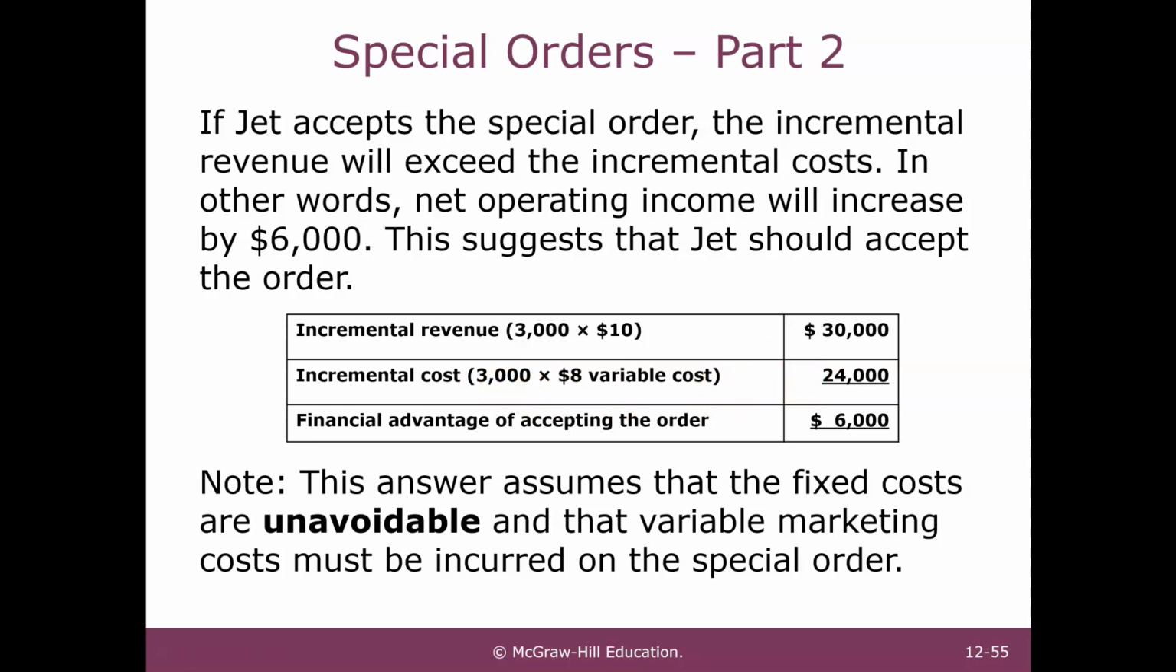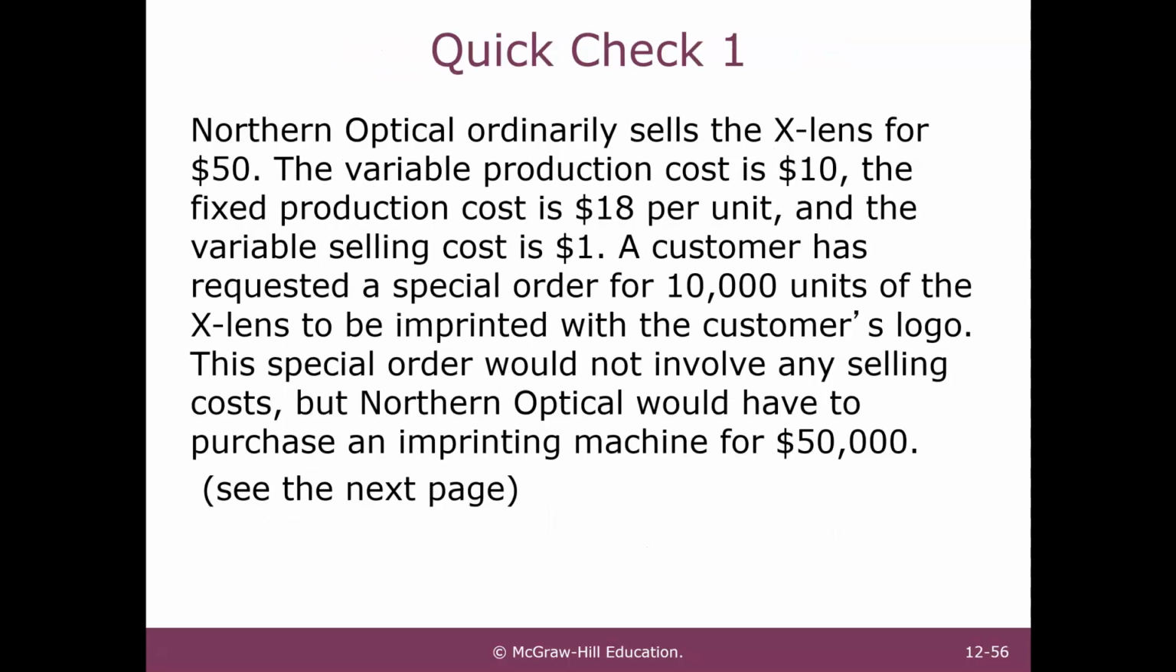If you have a positive number, if your revenue is more than your cost, then it is a financial advantage and they should accept the order. Even though they're selling it at a reduced price, they will still earn an additional $6,000 above their cost for taking on this order, so they should do it.